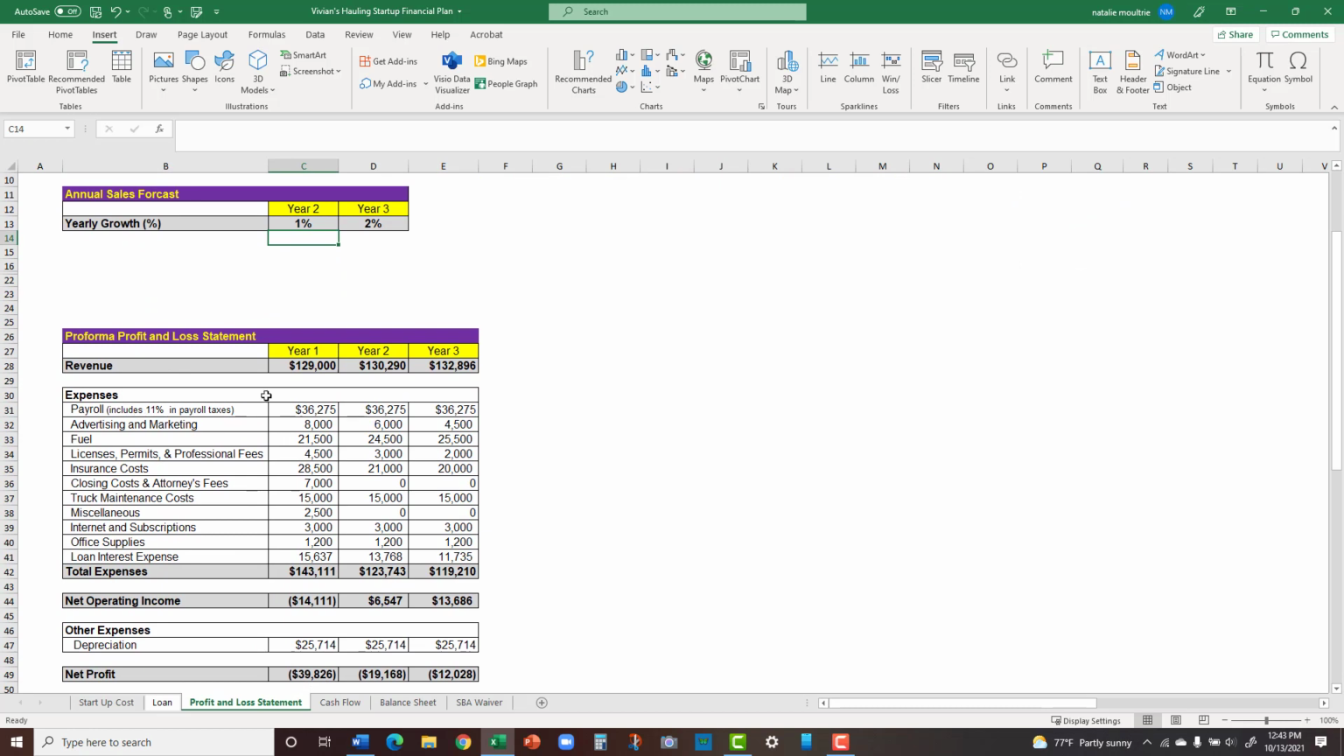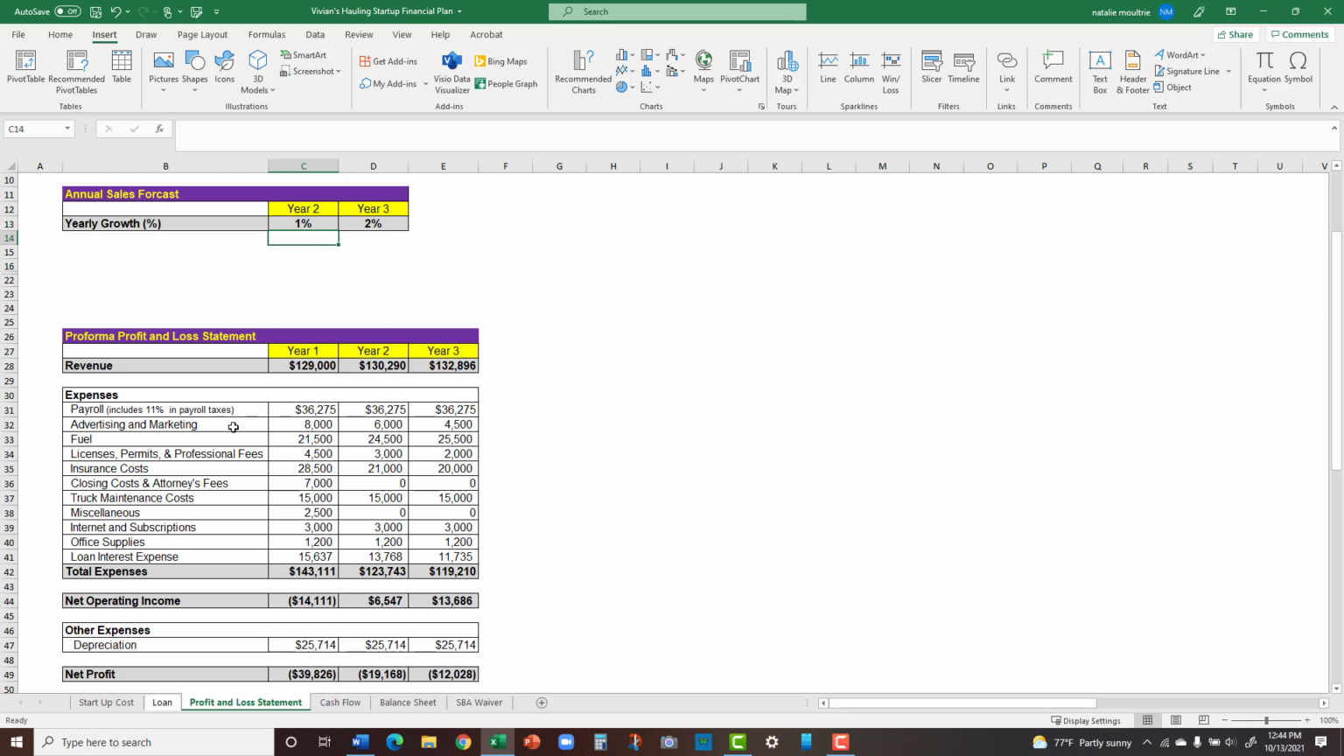All right, so payroll. If you hire a driver, you're going to have to pay payroll and payroll taxes to the federal government, state government, and possibly some local governments for hiring your employees. So this number includes payroll for one driver at $19 an hour, including payroll taxes.